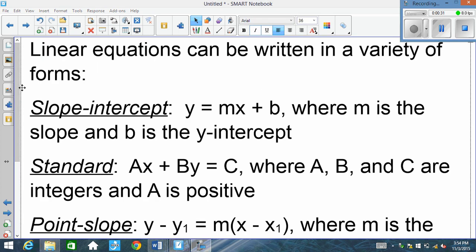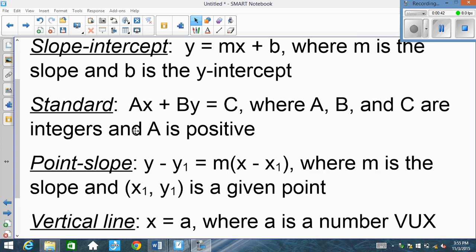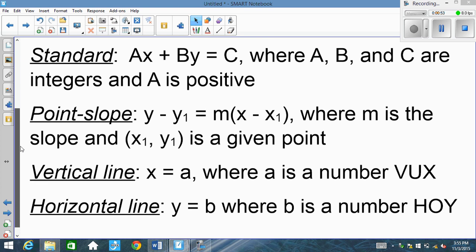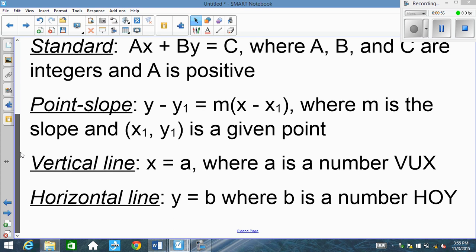Linear equations can be written in a variety of forms. We have the slope-intercept form, which is y equals mx plus b, where m is the slope and b is the y-intercept. We have the standard form, which is ax plus by equals c, where a, b, and c are integers and a is positive. We have the point slope form, which is y minus y1 equals m times the parentheses x minus x1, where m is the slope and x1, y1 is a given point.